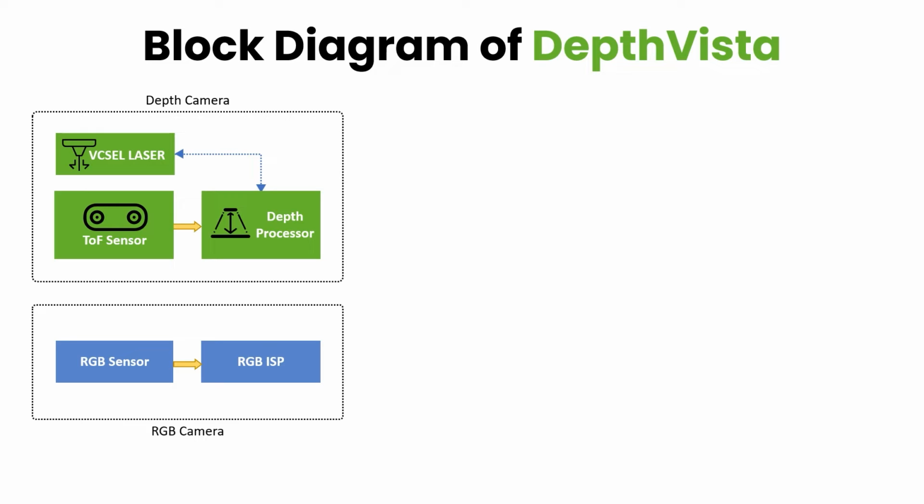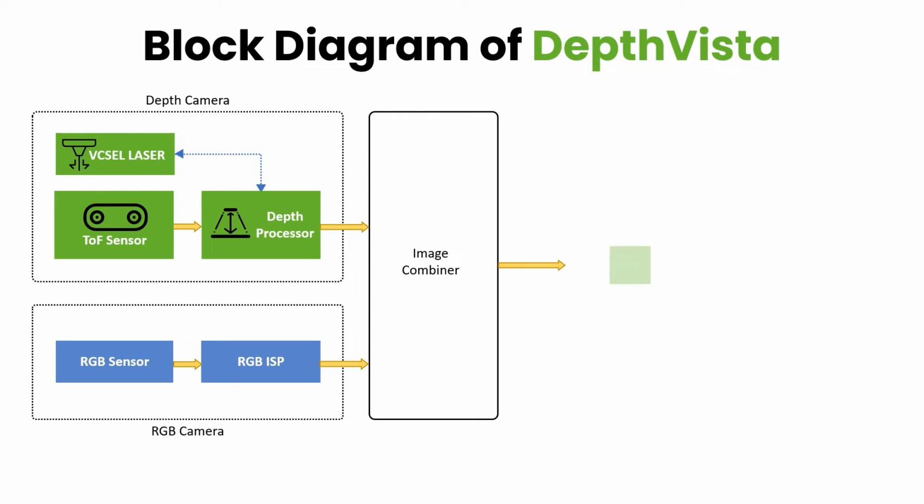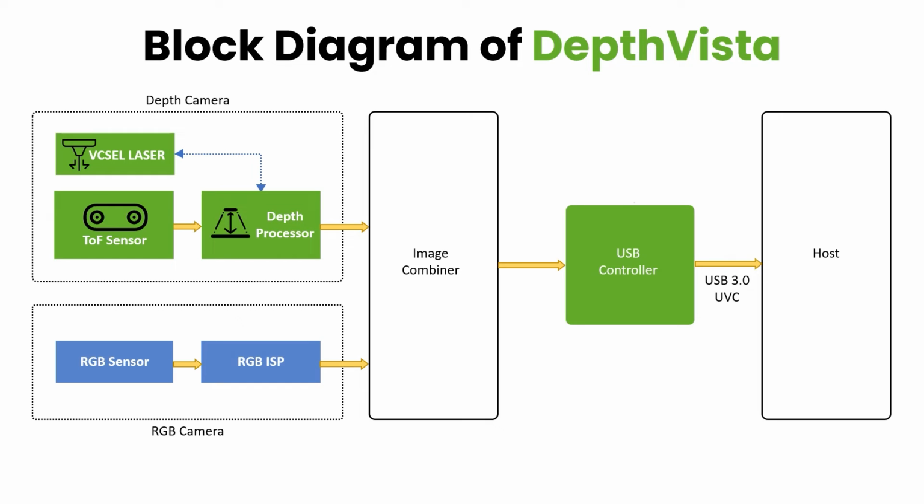Using an FPGA, the images from the depth sensor and RGB sensor are synchronously combined. This data is then sent to the host through the USB controller. This is very helpful in applications that need to detect color alongside the depth data. We will discuss more on the target applications of DepthVista in a later section.